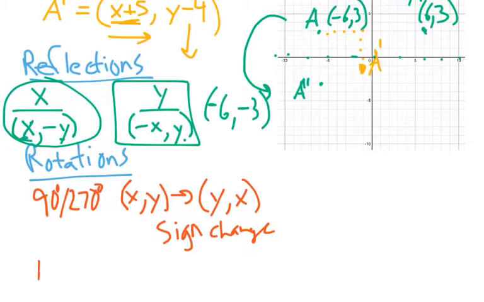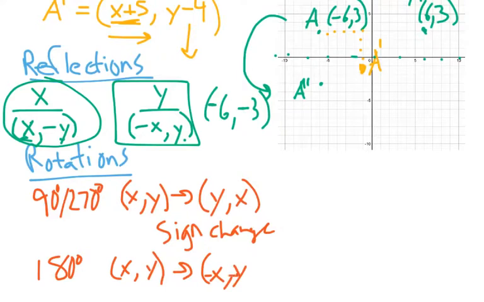If we're doing a 180 degree rotation, we'll keep our numbers the same, but here we do a straight up sign change. So we'll have negative x, comma, negative y. So let's show, first of all, a 180 degree rotation.